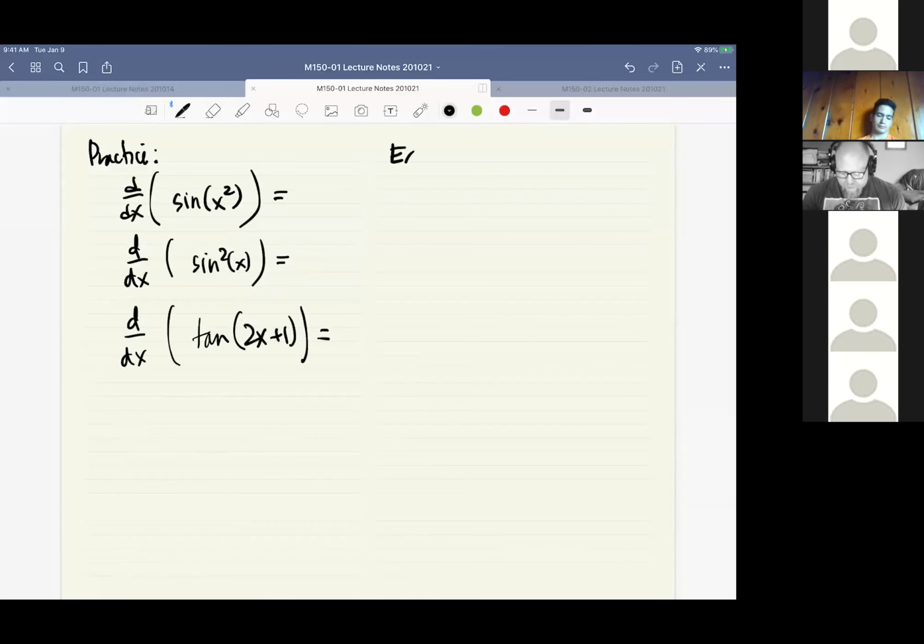But I want to talk about exponentials. So if we've got a function of the form b to the x, where b is a positive number, that's what's called an exponential function. The variable is in the exponent.